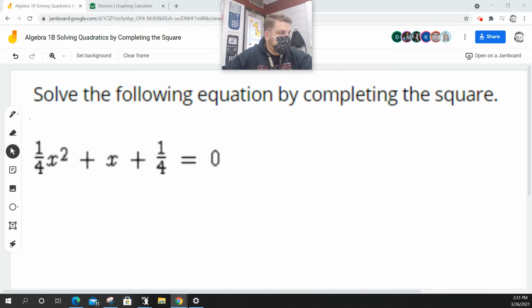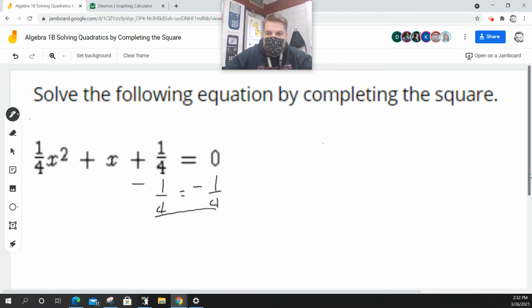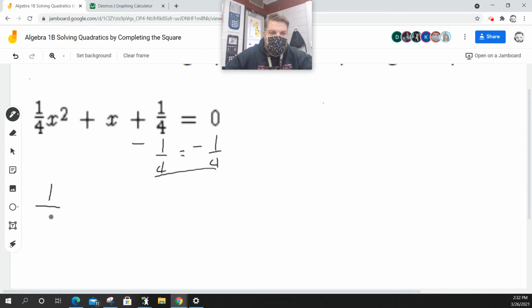All right, so here's what we're doing. We're asked to solve the equation by completing the square. What is step one? Yep, step one, we're going to move the constant, so we're going to subtract 1/4 from both sides. Okay, that gives me 1/4 times x squared plus x is equal to negative 1/4.